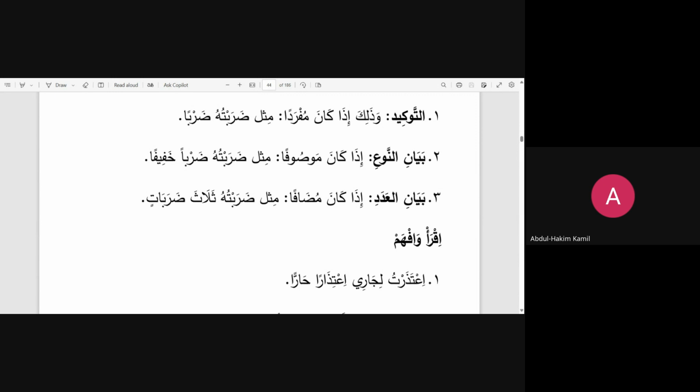Also, bayan al-adad. You want to explain how many times you hit him? Darabtuhu thalatha darabat. Darabat is the masdar, but it comes what? Mudaf ilayh. So what's mansub? The number, thalatha. And that's mudaf, and it has to be mansub. But now, when it's mudaf ilayh, the number is going to be mansub, and the masdar is going to be attached to it, but it's going to be mudaf ilayh. Understood?